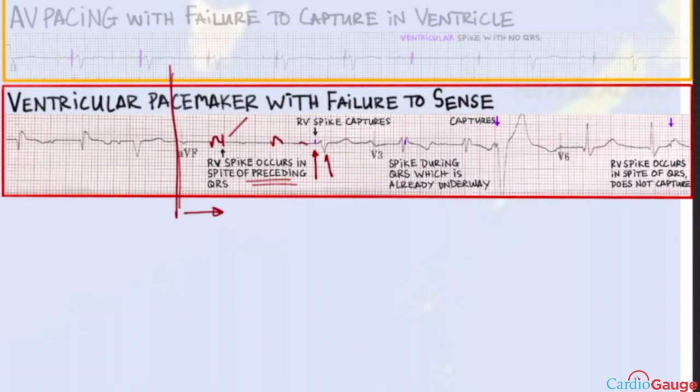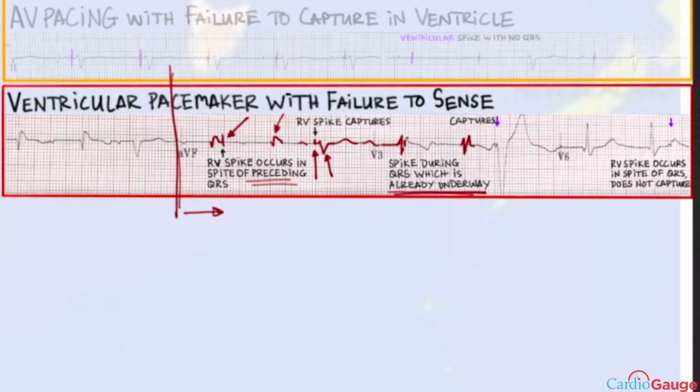This one over here didn't capture because the ventricles were still refractory and couldn't depolarize. But at this point, the preceding QRS was here, so there was time for the ventricles to become non-refractory, and this pacemaker spike captures. Here's a T wave, P wave, and then we've got another QRS, and there's a pacemaker spike right in the middle of it. So this is abnormal. Again, the pacemaker should sense that the QRS is already underway, and it shouldn't try to pace.